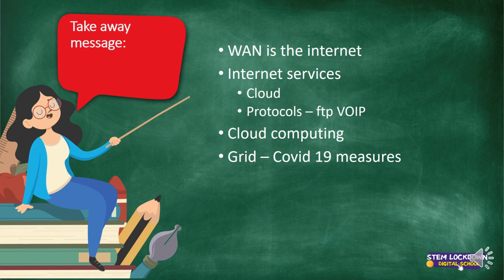Okay, so what can we take away from today? The biggest WAN on planet Earth is the internet. There's just no choice about that. Then for internet services, we've got the cloud, with a few apps and all of those services, but all of them use a protocol. So again, what is a protocol? A protocol is a way we talk to one another. Here's two protocols: FTP and VoIP, Voice over Internet Protocol.